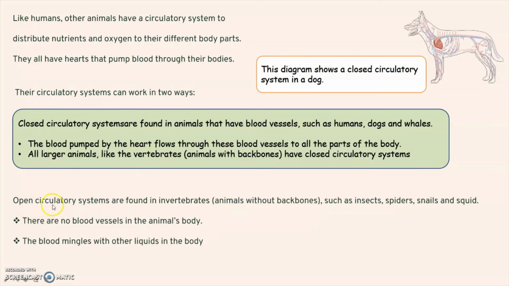And then, open circulatory systems are found in invertebrates. Now, closed for vertebrates, and then open circulatory system for invertebrates. It means animals without a backbone, such as insects, spiders, snails, and squid. Now, their circulatory system works in open circulatory system. Number one, there are no blood vessels in the animal's body. And then the blood mixes with other liquid in the body.